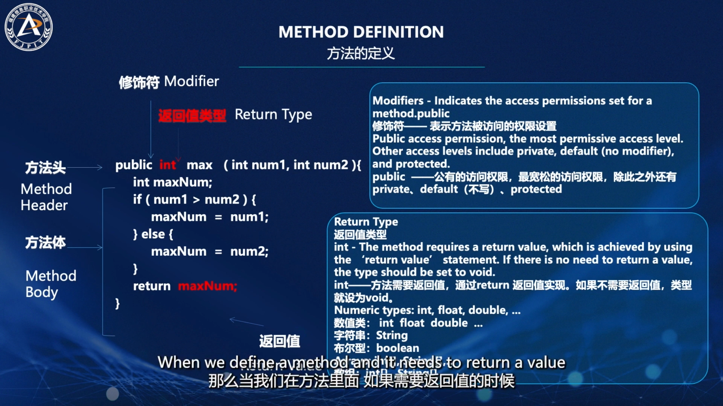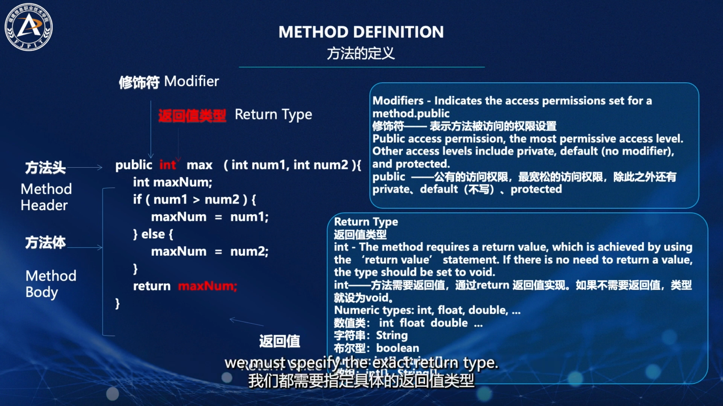When we define a method and it needs to return a value, we must specify the exact return type. For example, if we want to return a single precision floating point number, we need to define float as the return type. If we want to return a double data type, we use double. Similarly, if we want to return a string, we use String. For a Boolean return type, we define it as boolean. We can also define methods that return arrays, such as an integer array or a string array.